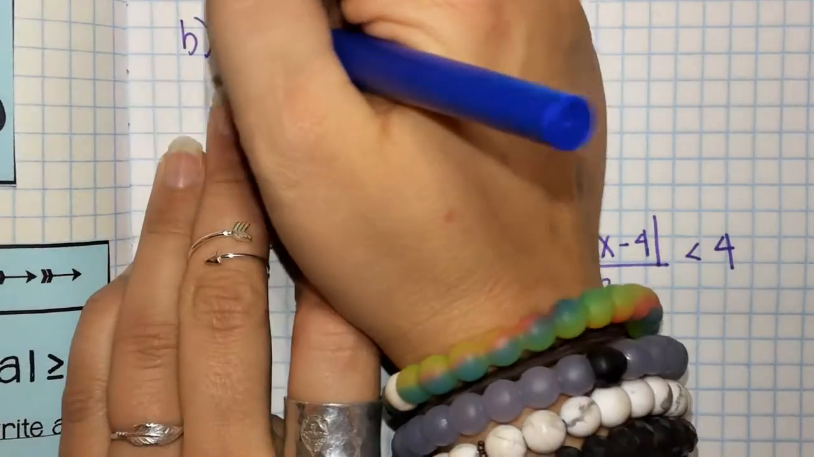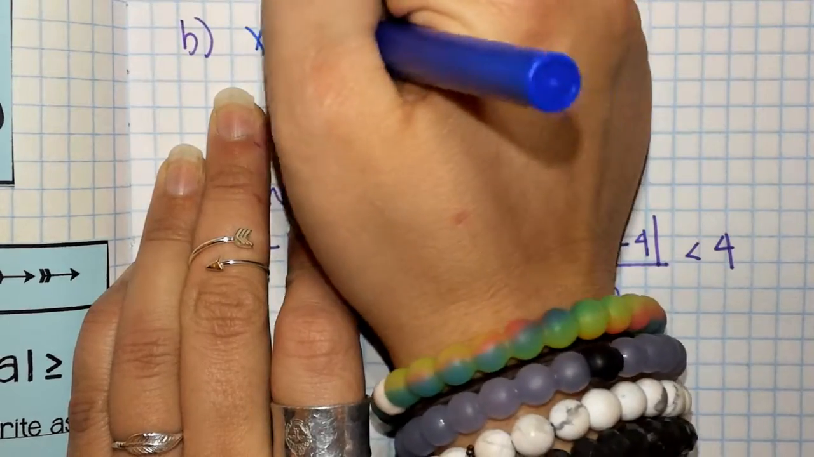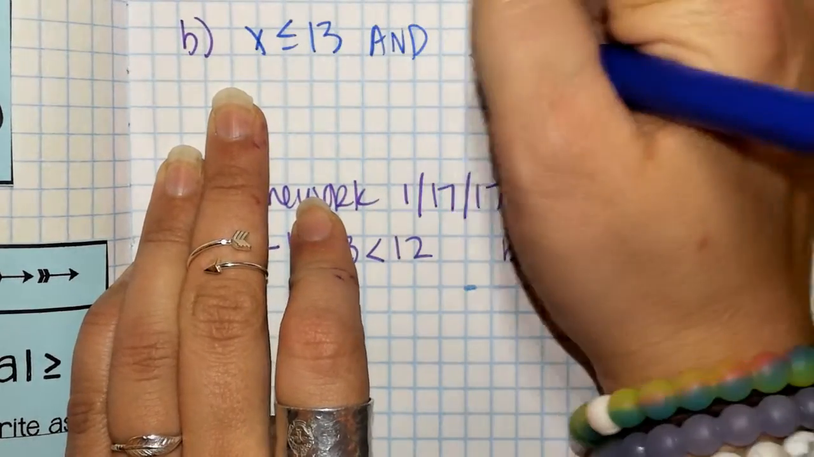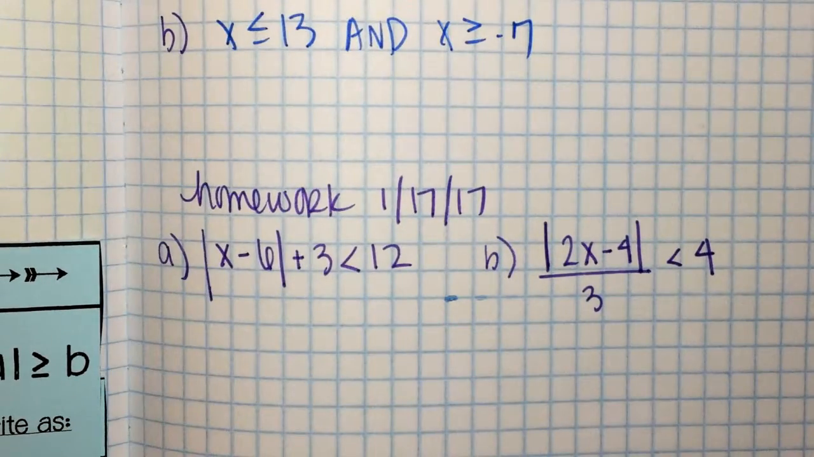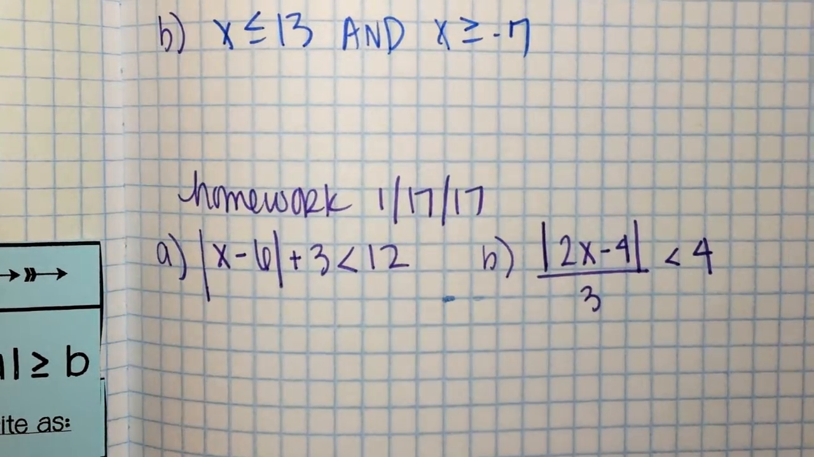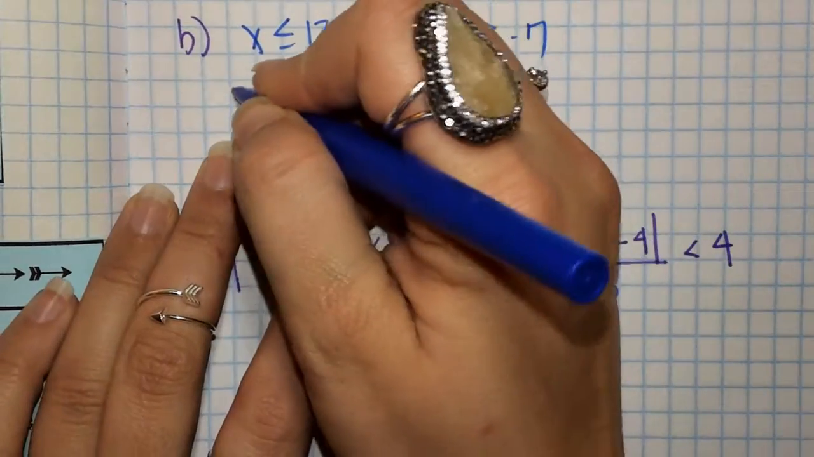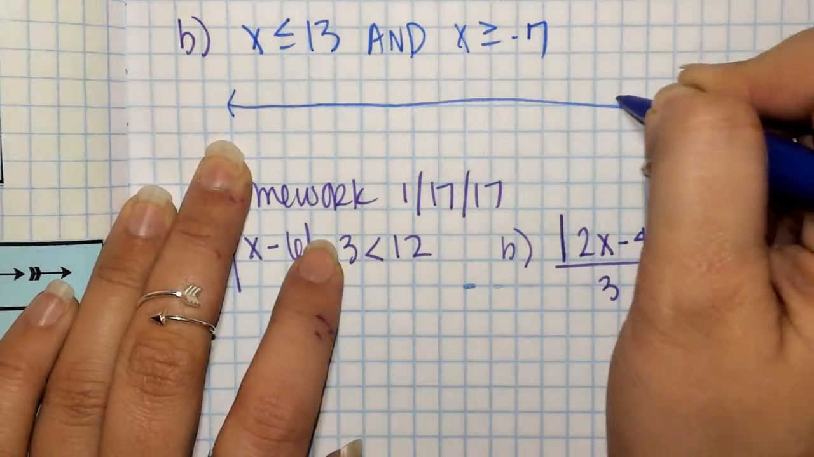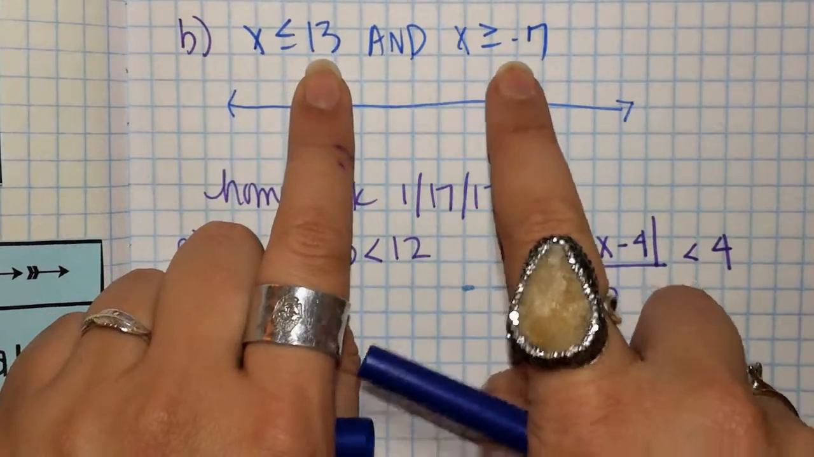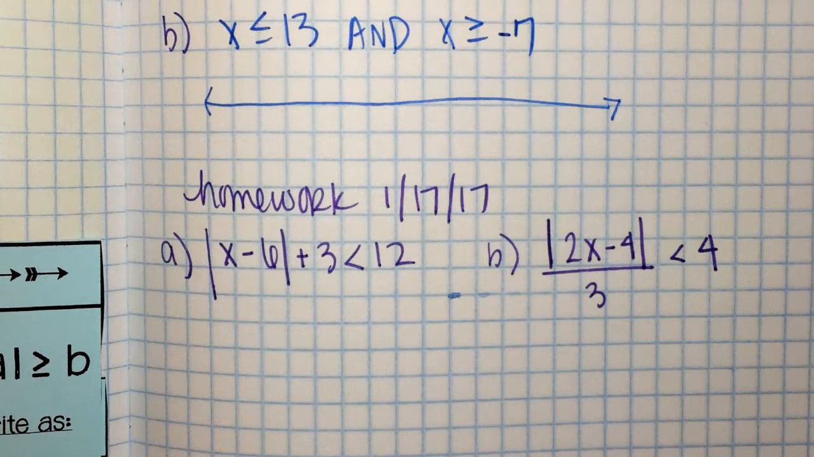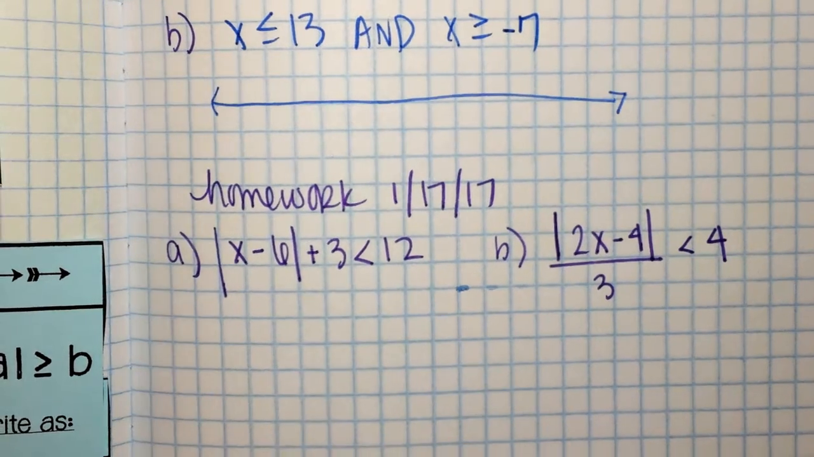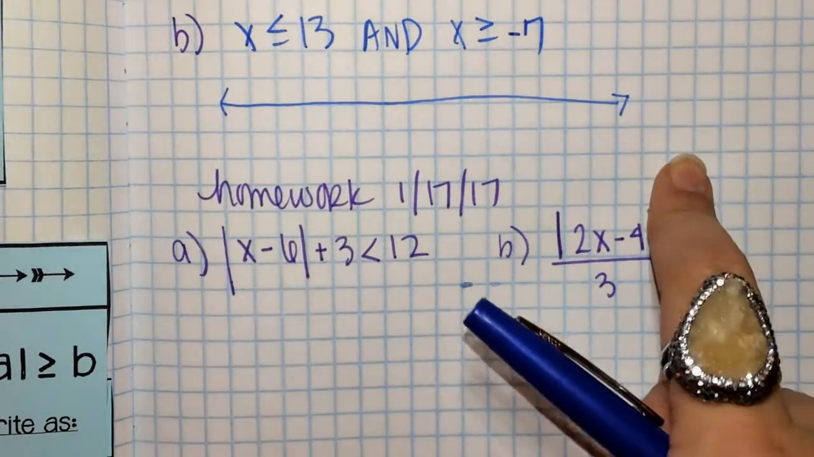So our answers were x is less than or equal to 13 and x is greater than or equal to negative 7. Now, we know that it's an and because our problem started with a less than. So less than is and. Is 0 in between negative 7 and 13?